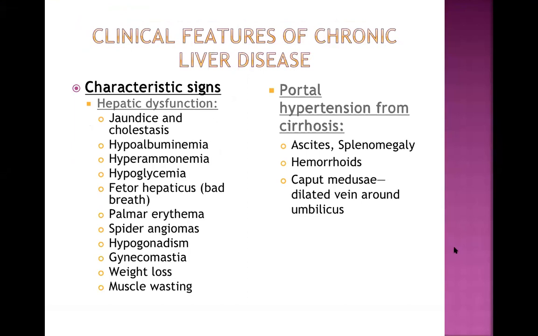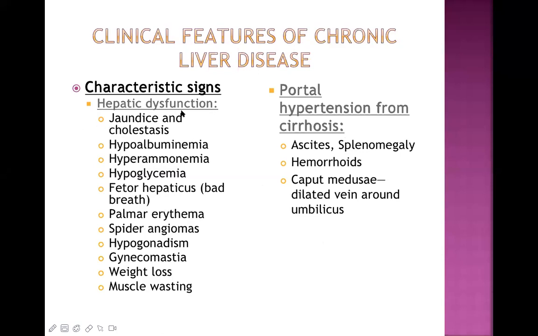Okay, now after this, let's talk about what happens in chronic liver disease like a cirrhosis of liver. It's a perfect example. So what are the clinical features in chronic liver disease or cirrhosis of the liver? Now we have divided this into different headings. First is hepatic dysfunction and another is portal hypertension.